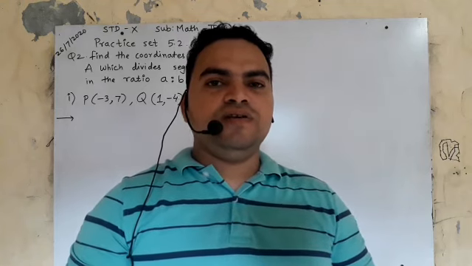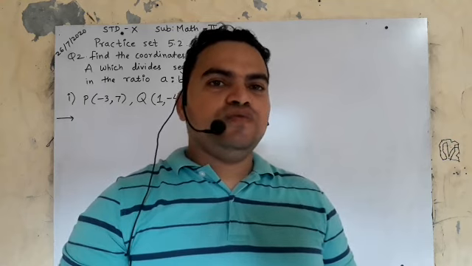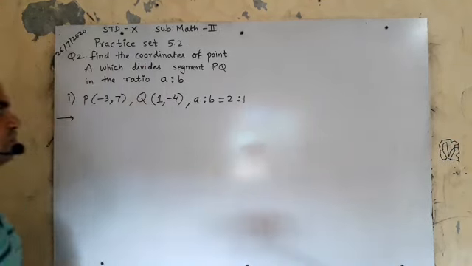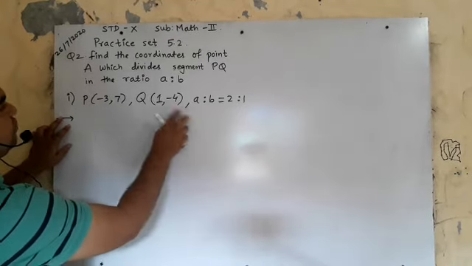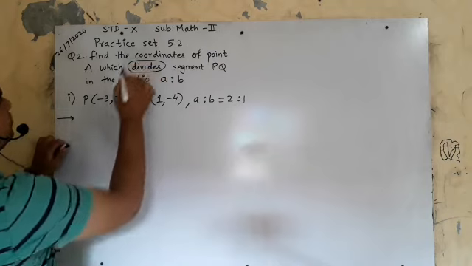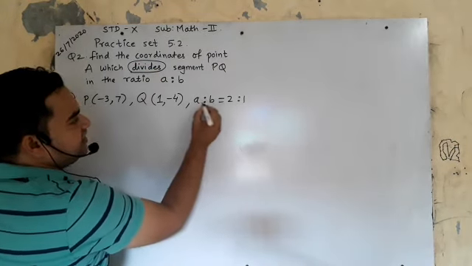So now we will solve question number 2. First question. The remaining two will be homework, so please pay attention. Here also we will use the section formula. Why will we use the section formula? Because here one word came, that is "divides." Divide means section formula. And also the ratio is given.